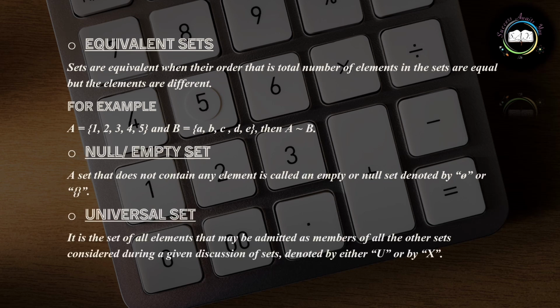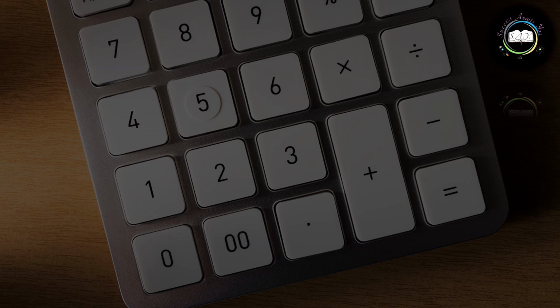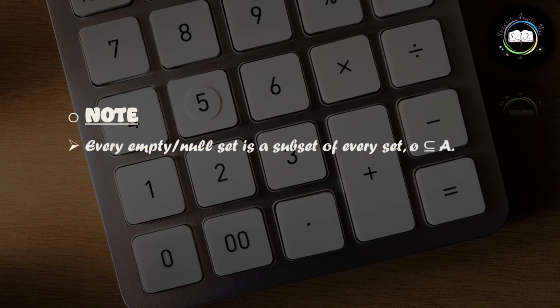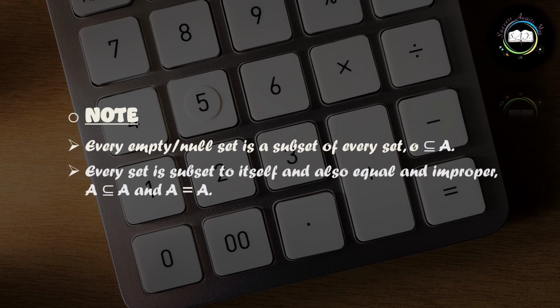A set that contains all elements of other sets that are being discussed is called a universal set. When talking about a null set, there is one thing you need to take notice of. First, every null set is a subset of every set, and the other thing you need to know is that every set is a subset of itself, and also equal and improper.